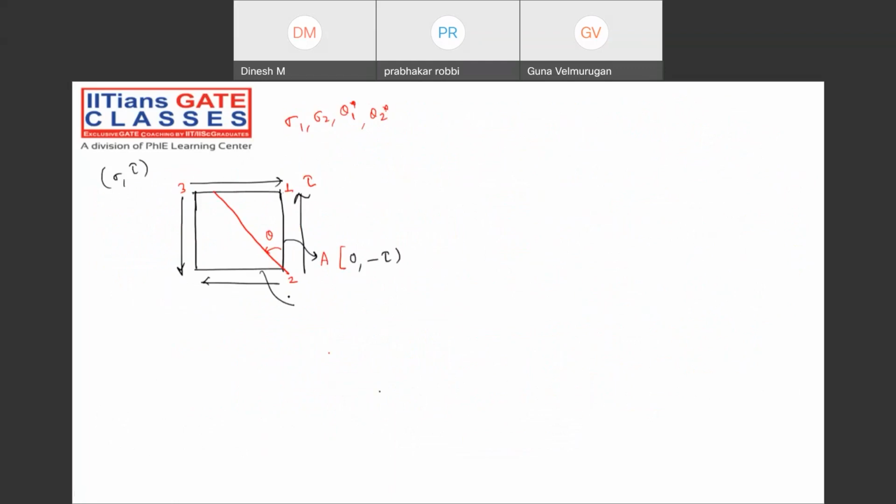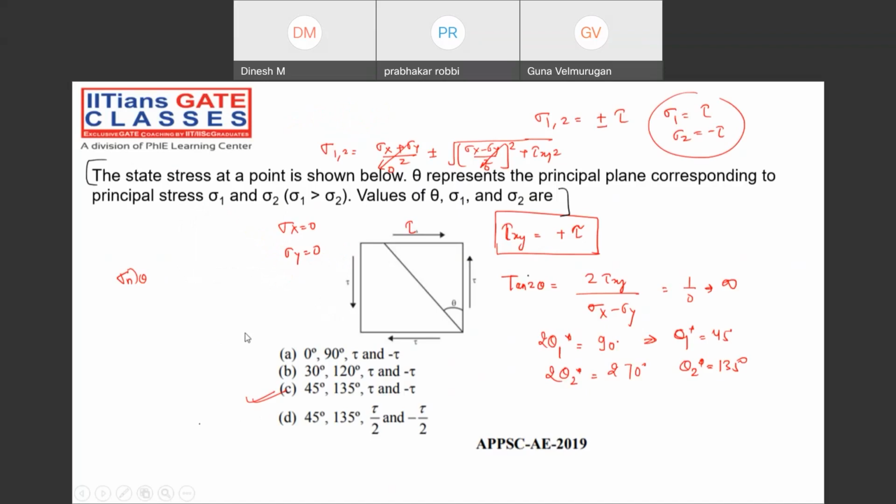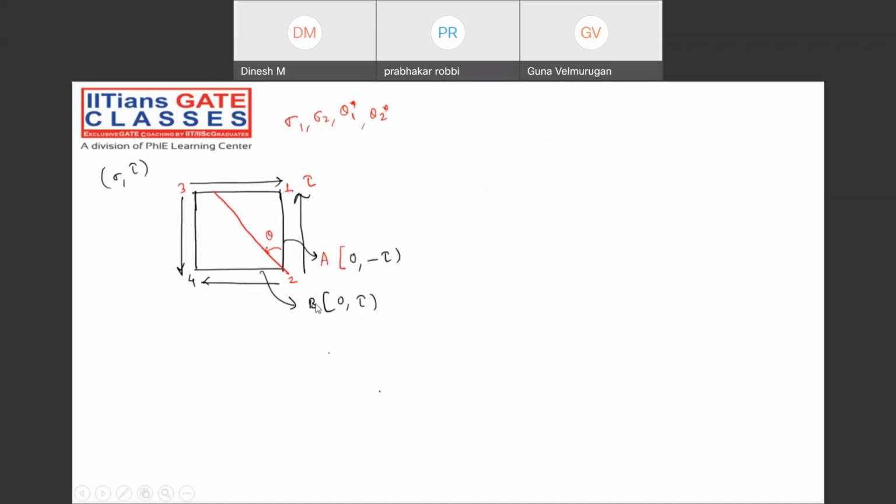For this one, what will be the sign convention for B? For the 2 plane, 0 and plus tau or minus tau? Both are making the clockwise rotation when you consider the 1-3 plane and the 2-4 plane. But for the 1-2 and 2-3-4 plane, they are making what? Anti-clockwise. So it is plus. Very good. Now you can draw the Mohr circle like this.